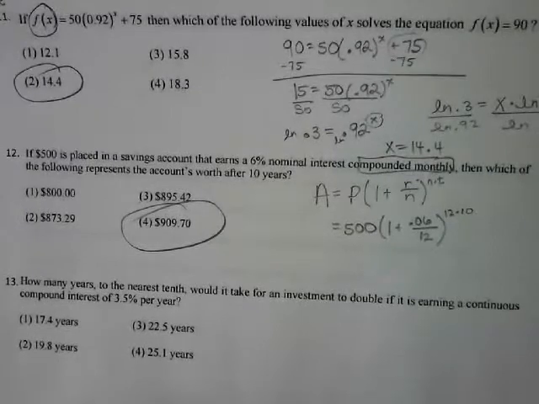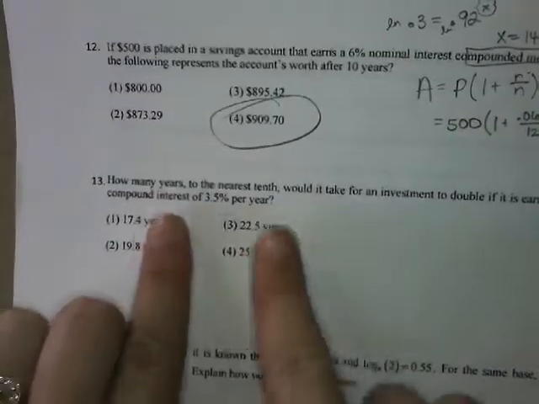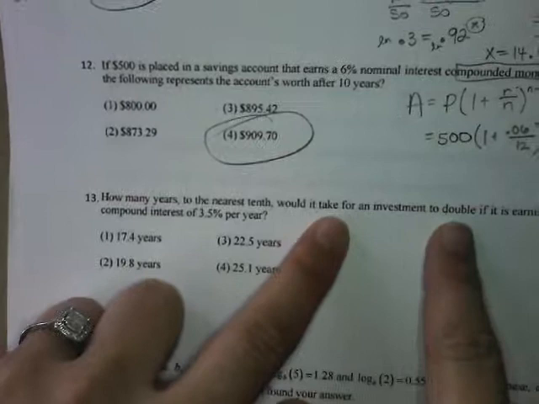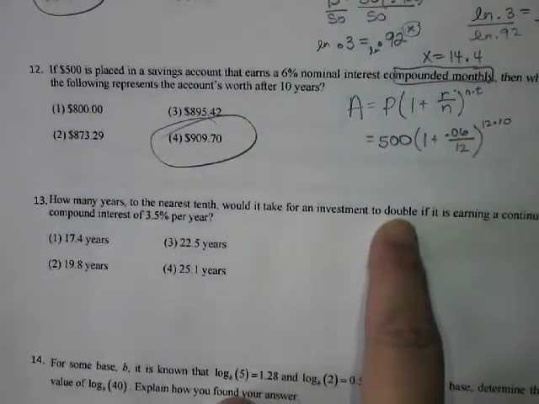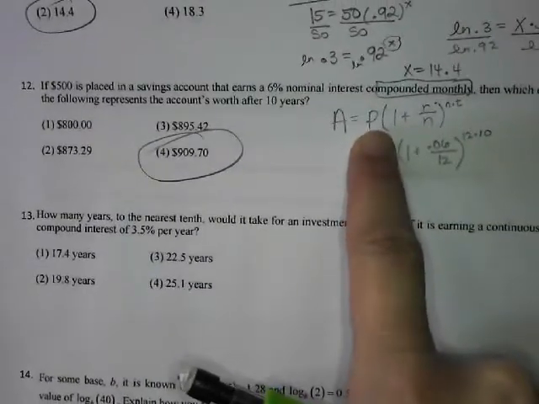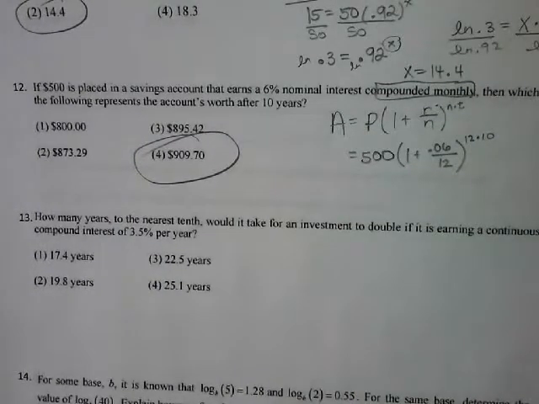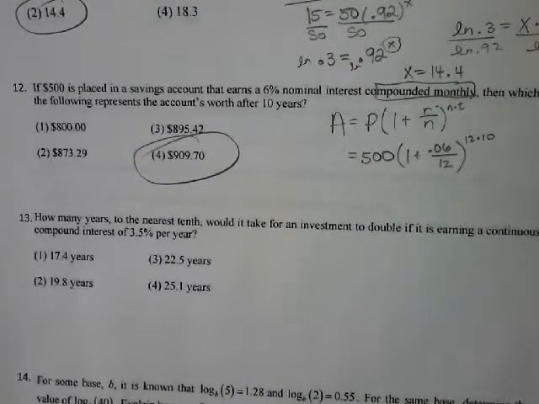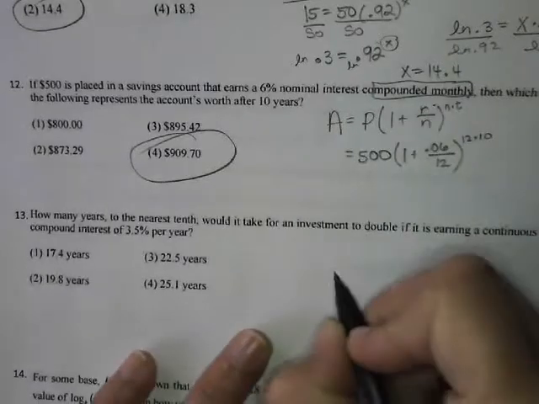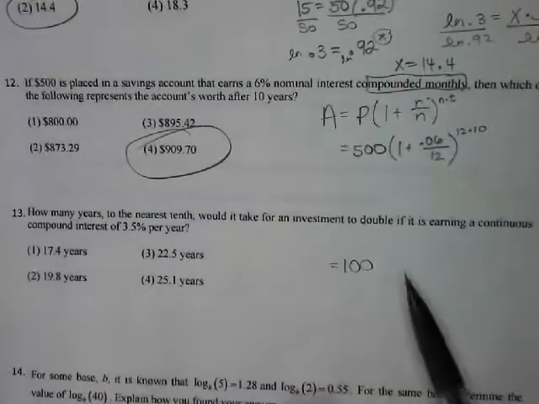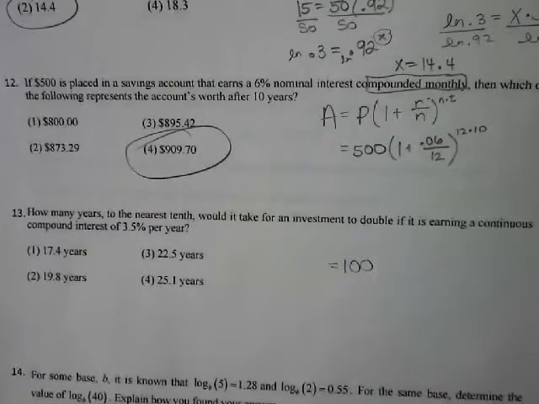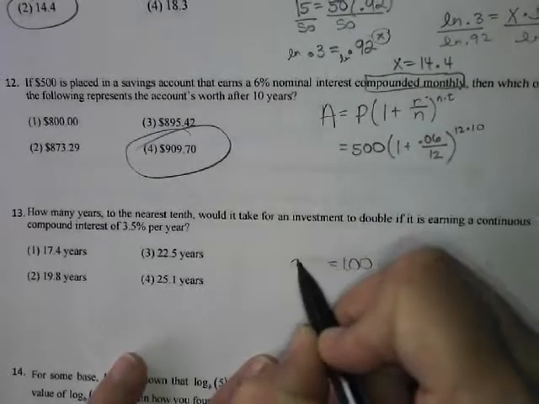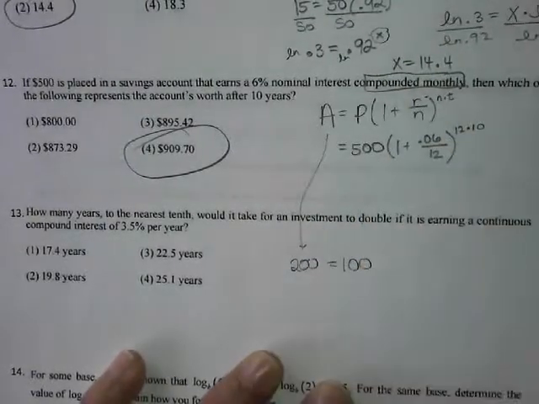All right. Number 13. How many years to the nearest tenth would it take for an investment to double? Again, they're not giving you your initial amount. They're only telling you the relationship between the initial amount and the final amount. So what you can do is use a principal amount of 100 again. Use a starting value of 100. So then, what would be the doubled amount? 200. So we're waiting till our capital A becomes 200 when our principal is 100.